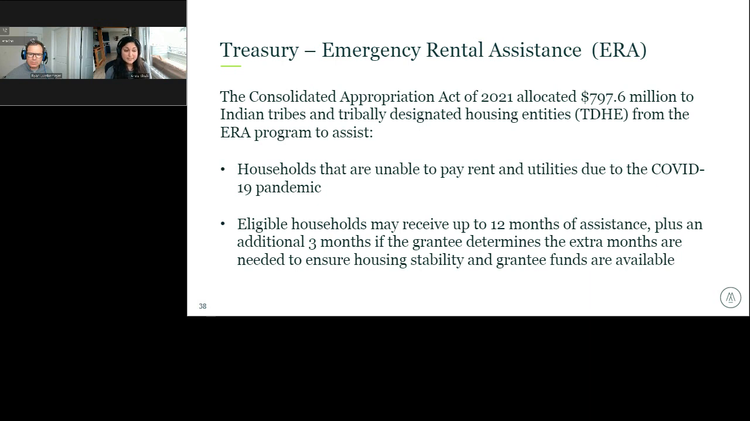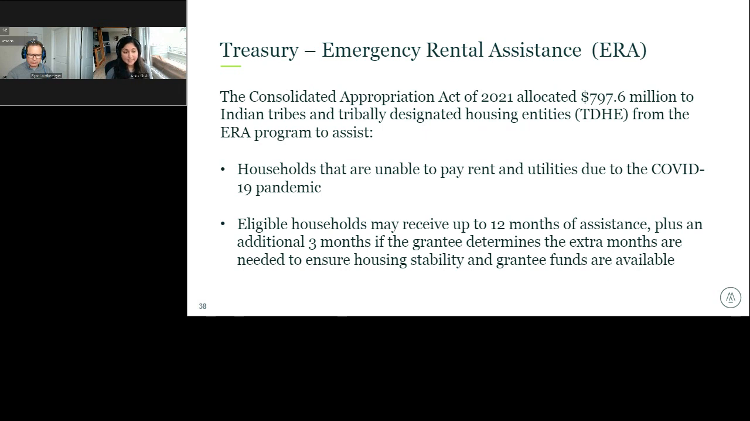So rent is specific to residential dwellings, not to homeowners, so it doesn't cover mortgage payments. And utilities covers the normal utilities of electricity, gas, water, sewer, trash removal, energy costs, including fuel oil, but it does not include other telecommunication utilities like telephone, cable, or internet.